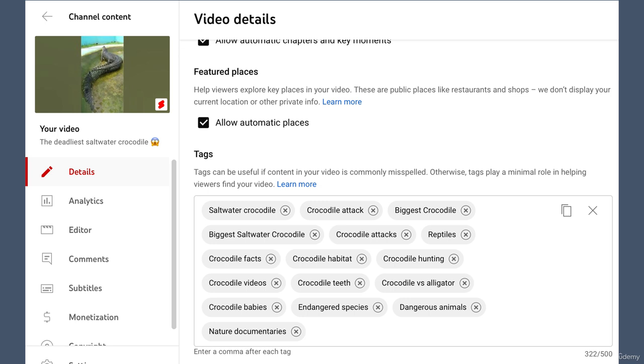But yeah, the tags I include, we've got saltwater crocodile, we've got crocodile attack, we've got biggest crocodile, because of course it's the biggest crocodile. It's also a saltwater crocodile. And then I've got things like the biggest saltwater crocodile. I've got crocodile attacks. I've got reptiles. I've got crocodile facts. Got crocodile habitat. Crocodile hunting. Crocodile videos. Crocodile teeth. Crocodile versus alligator. Crocodile babies. Endangered species. Dangerous animals. And nature documentaries.